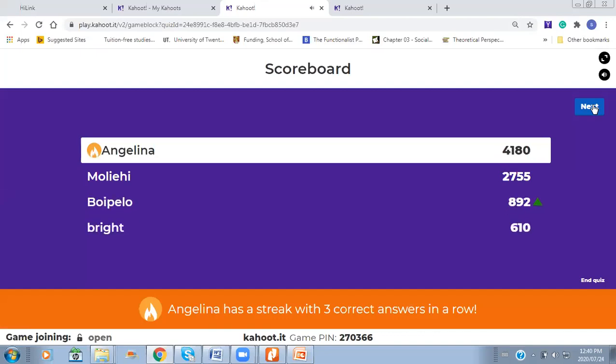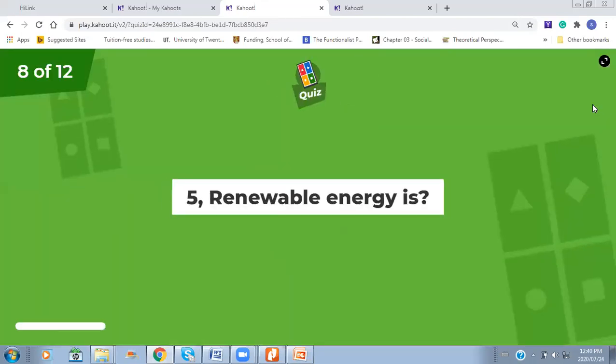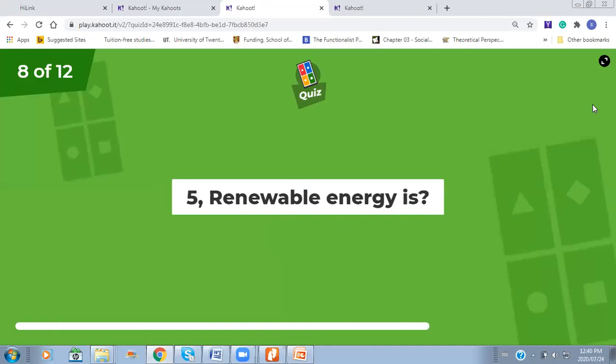Very good. I can see Buipelo and Bright, they are now coming up. I hope you will overtake them. And Angelina has a streak with three correct answers in the room. Try to beat her for it. Let's go to question 8.